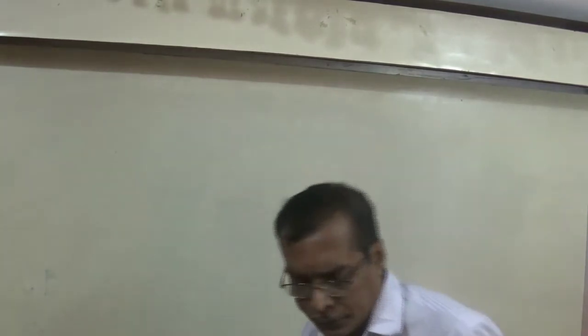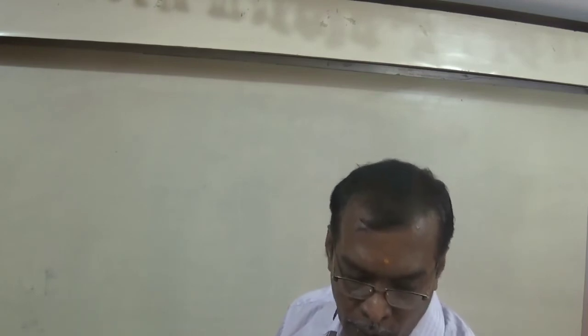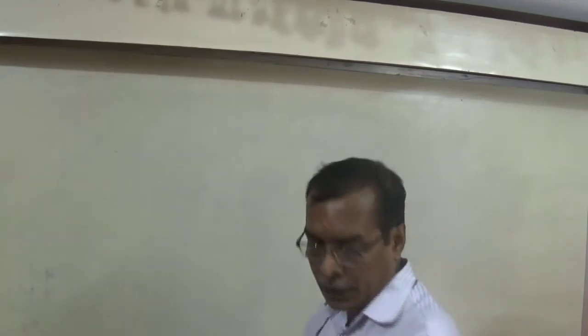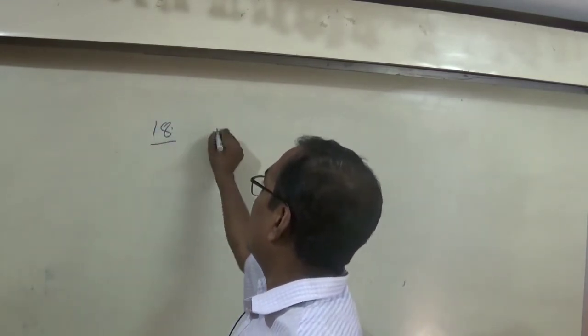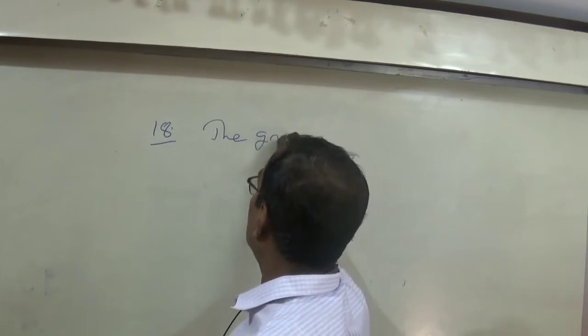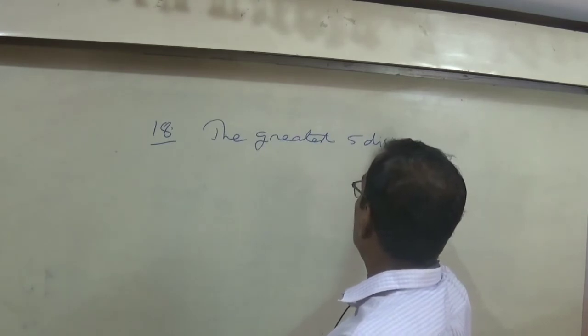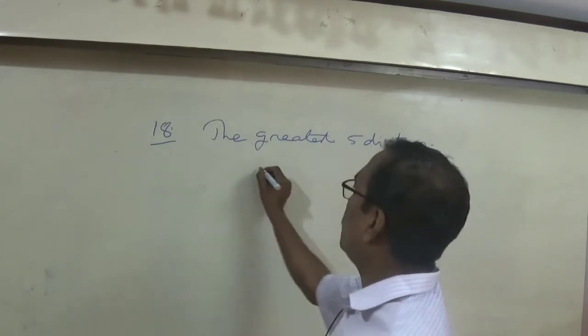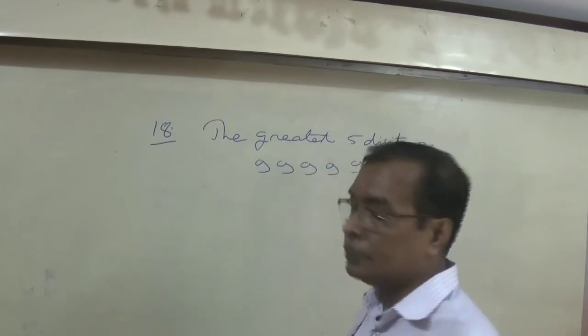The next question is: find the greatest number of 5 digits which is a perfect square. Also find the square root of that number so obtained. Find the greatest 5 digit number. This is question number 18. What is that greatest 5 digits number? It is this much.